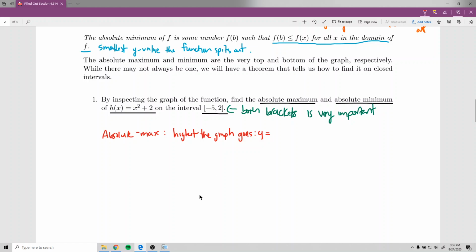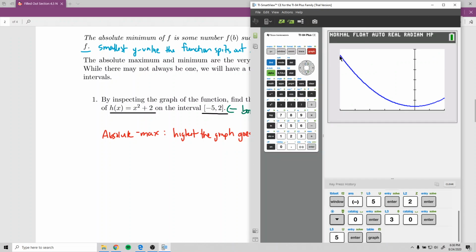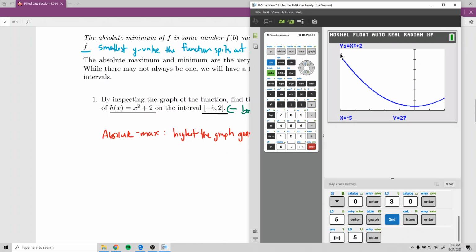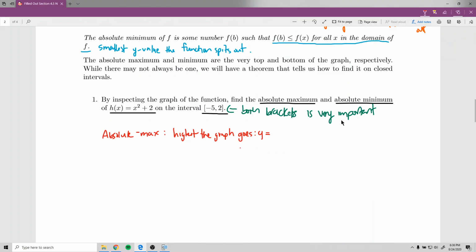And if you look at our picture here, the highest the graph goes is definitely on the left side, all the way left at -5, the smallest x value. But we want the y value. We don't really care about the x value. So if I hit second calc and then value, and I plug in x equals -5, it'll tell me the y value up there. You could have also plugged it in yourself and done that out. But y equals 27 is the absolute maximum on this interval.